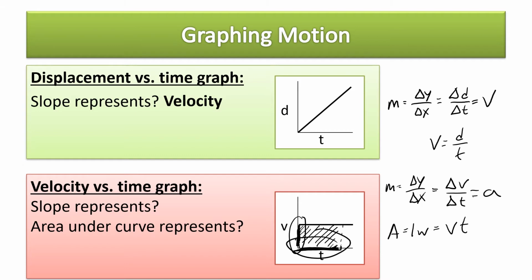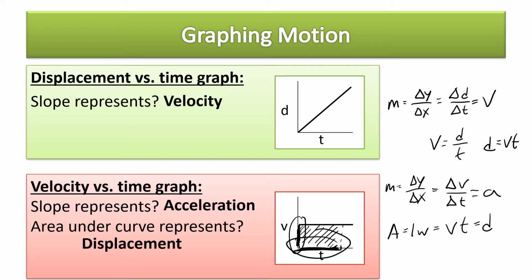It actually goes back to this first equation. If you cross multiply, you get d is equal to v times t. And there's our v times t thing that we're looking for. So that's equivalent to the displacement. So the slope represents the acceleration, and the area under the curve represents the displacement in a velocity time graph.